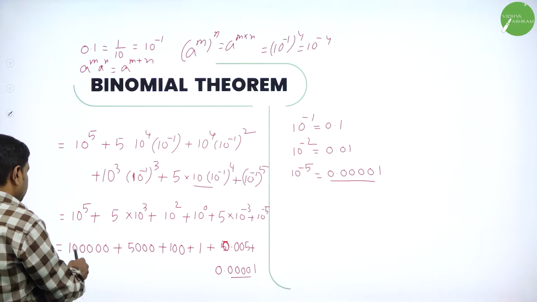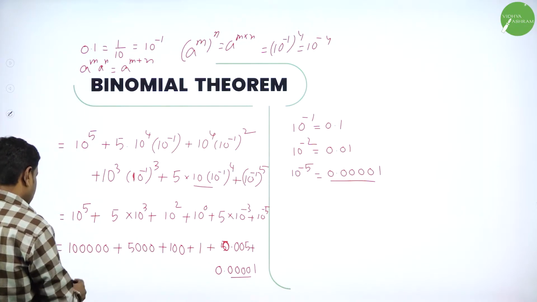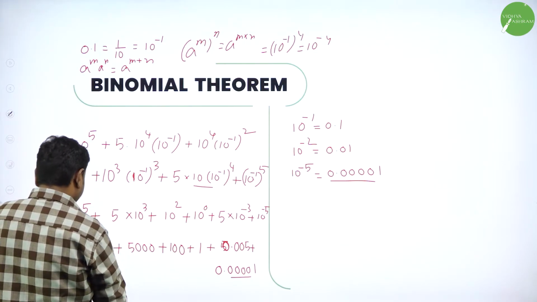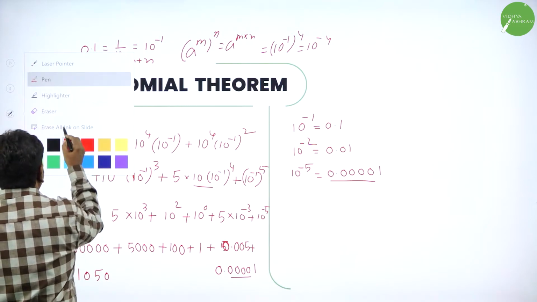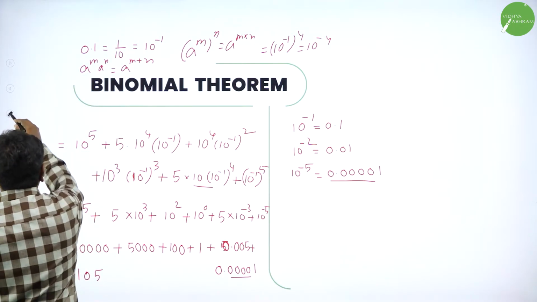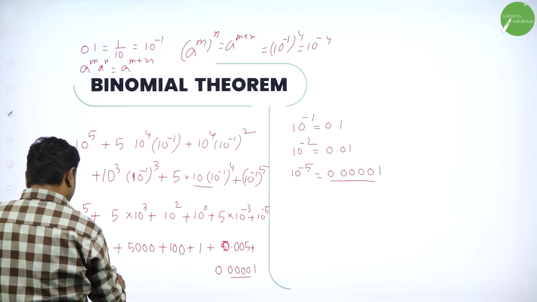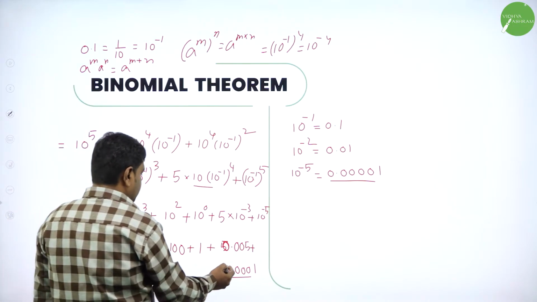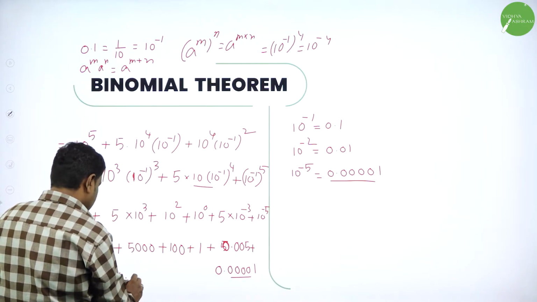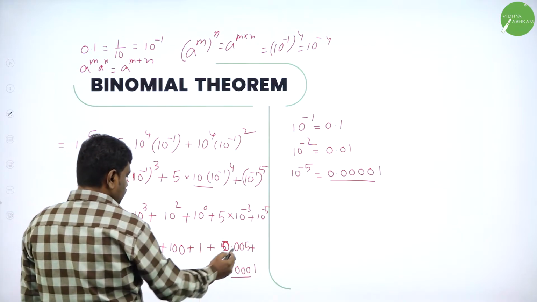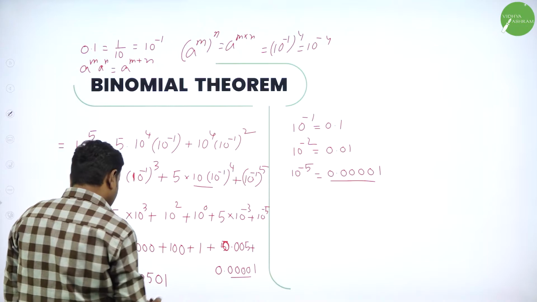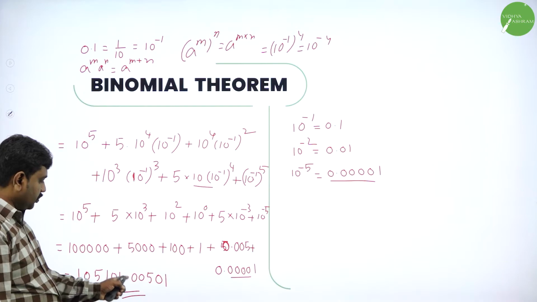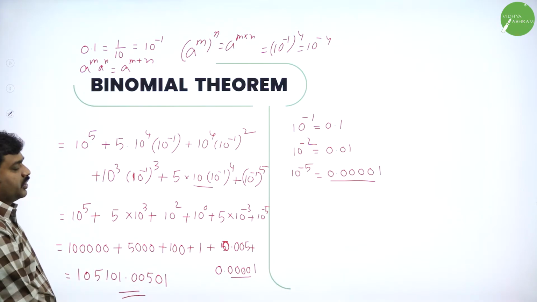Ones, tens, hundreds, thousands, ten thousands, lakh: 1 lakh 5,000, 101. So these two decimals: 0.005 and 0.00001. This is the answer. So using the binomial theorem, we get 105,101.00501. I hope all of you understood this.